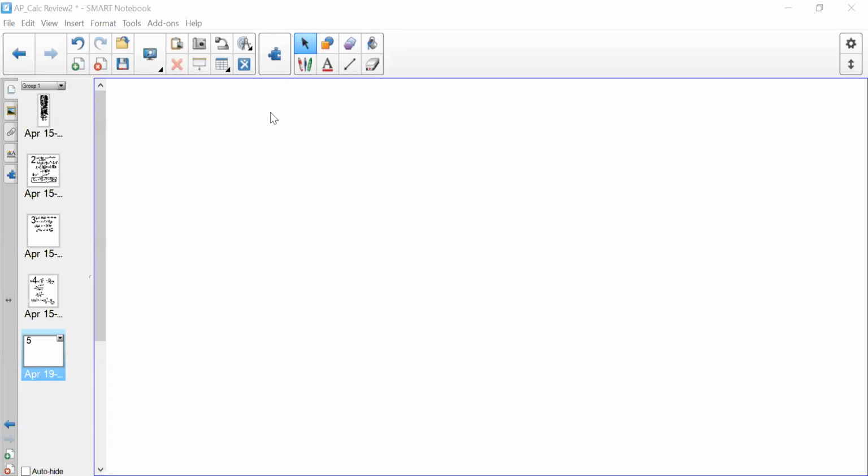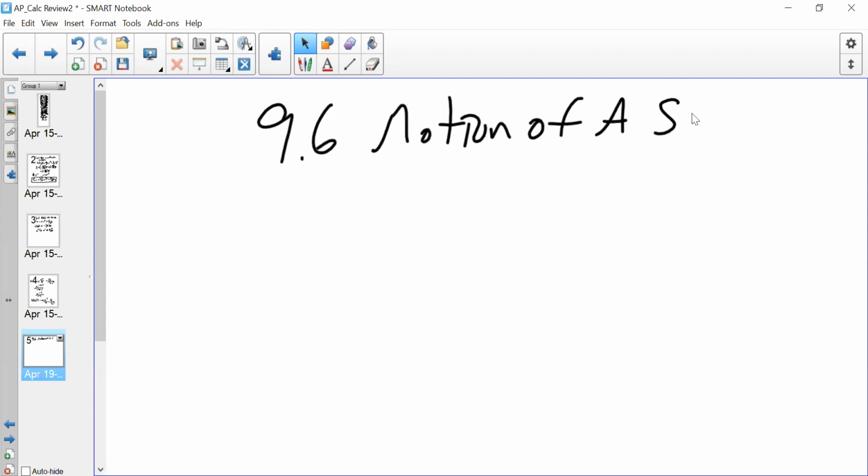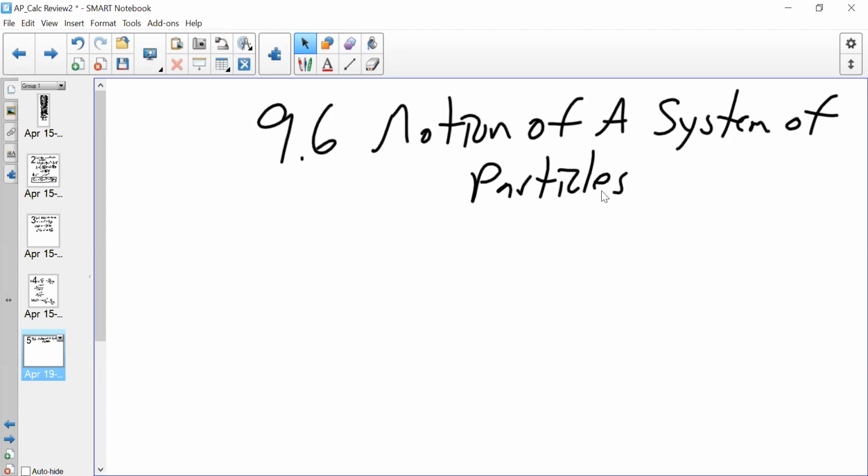Okay, so section 9.6, going back to motion of a system of particles. You'll get your center of mass questions here and there for both sections, Physics 1 and Physics C. So it's good to have a core understanding of how this works.